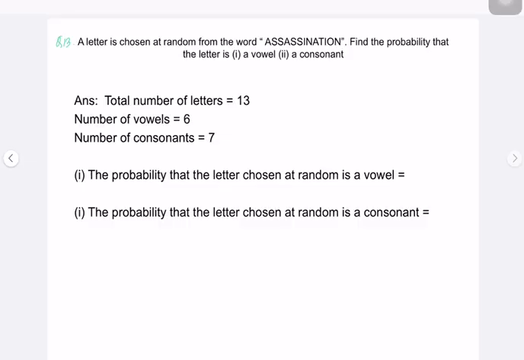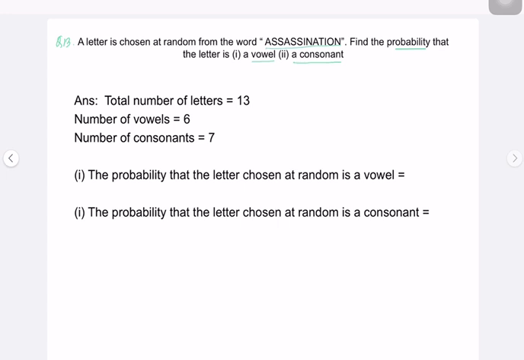Question number 13. A letter is chosen at random from the word assassination. Find the probability that the letter is a vowel. Number 2, a consonant. So we know that to find the probability, you always have to find the total number of outcomes of the given experiment. So here you have to find the total number of letters in assassination, then how many vowels there are, then how many consonants. If you can find that, it's very simple. So let's see how many letters there are in total.